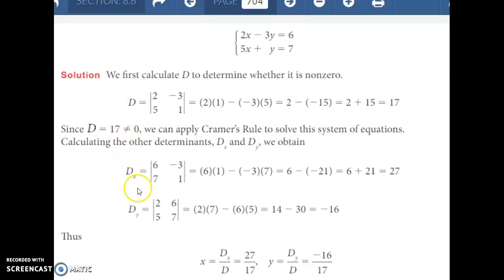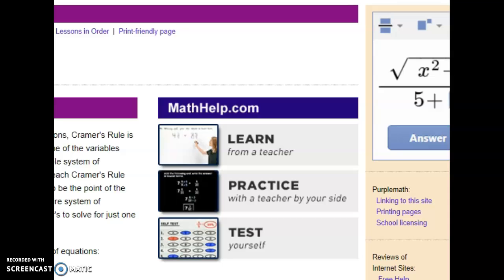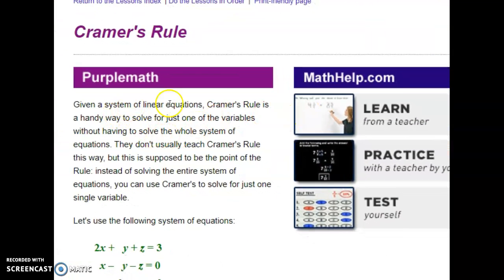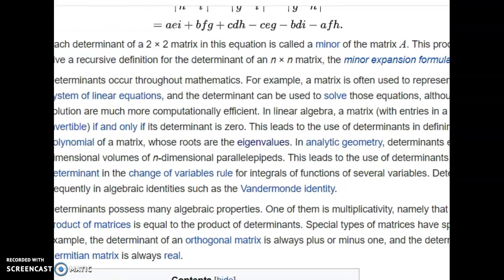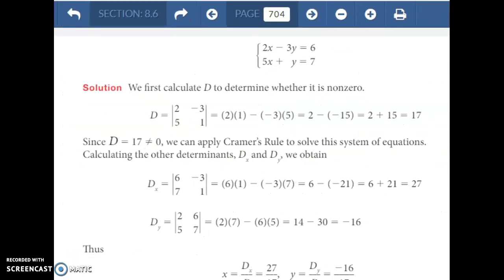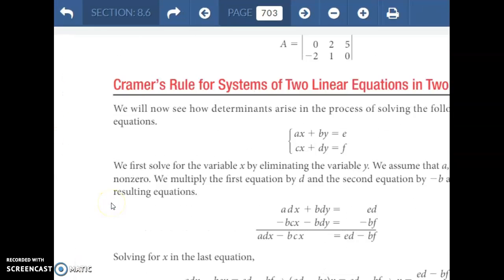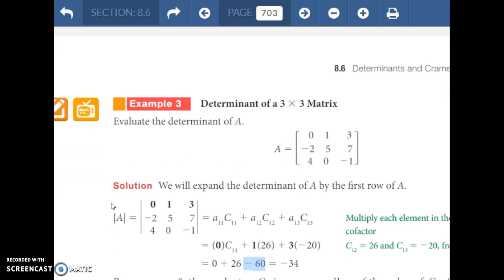So determine a determinant, and then the x and the y and the z determinant, and come up with the values. So I looked that up too, and I came up with this one for the explanation for Cramer's rule, which says, given a system of linear equations, Cramer's rule is a handy way to solve for just one of the variables without having to solve the whole system of equations. So that especially becomes important if you have like 5 variables with 5 equations and you only need to figure out one of them. So anyway, I just showed you how to do the determinant, and as I said, I spared you Cramer's rule. So here's the determinant actually.